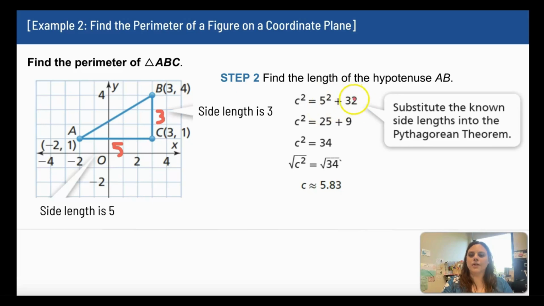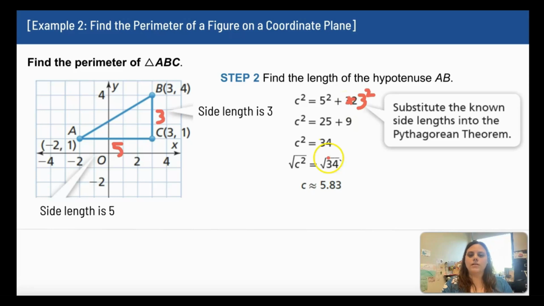This should be 3 squared. Sorry, that came out weird. This should be 3 squared. 5 squared is 25, 3 squared is 9, 25 plus 9 is 34. This is the same. They just set up the c squared on the left and the other parts on the right this time, but it's still the same.